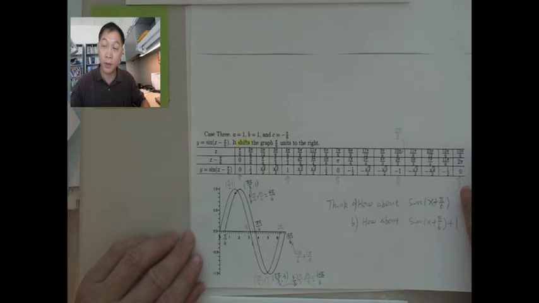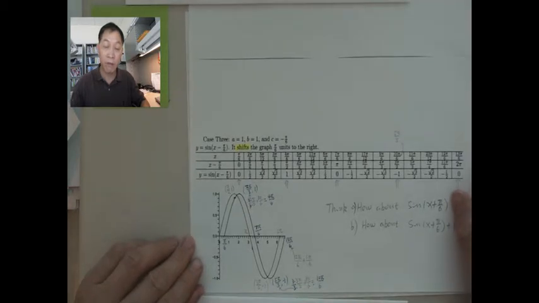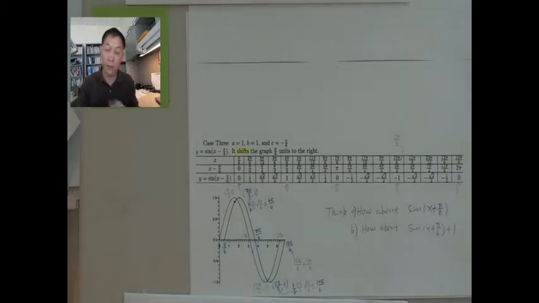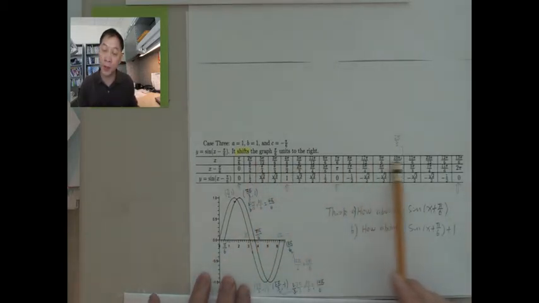Now let's look at case 3. Case 3 is graph shifting. Previously we discussed the amplitude and then the period. Now the third one is how to shift the picture. Okay, now let's look at the actual values down here.